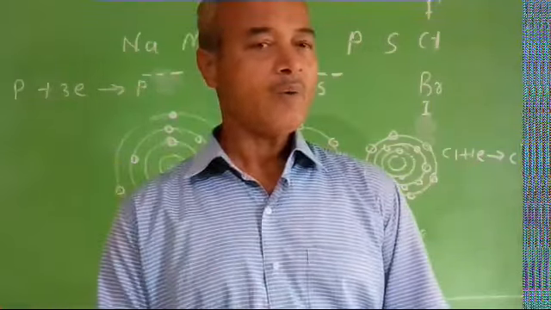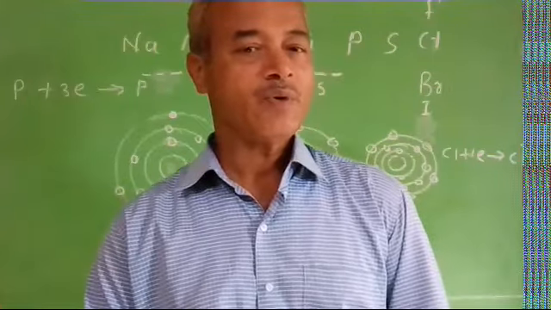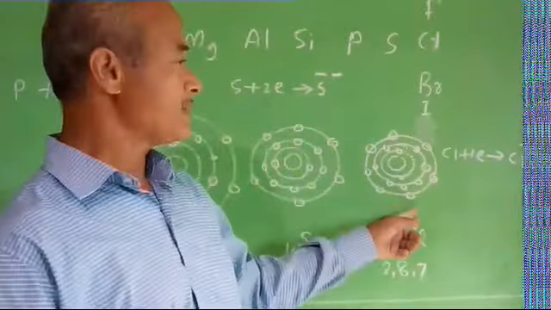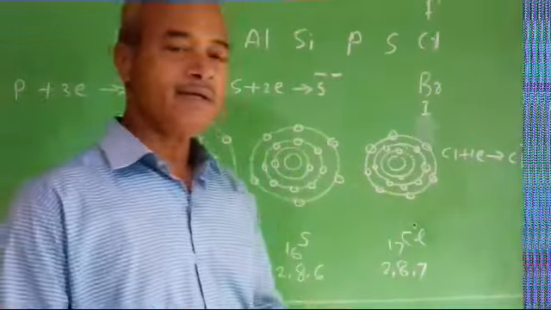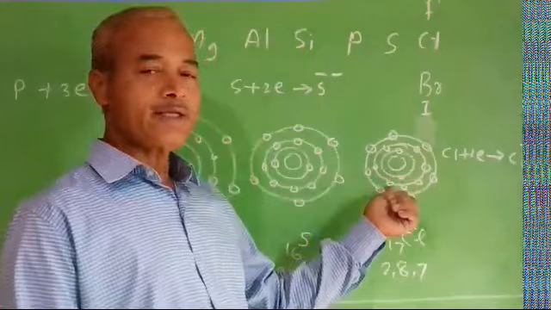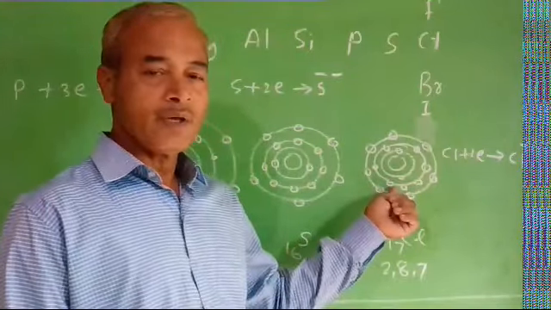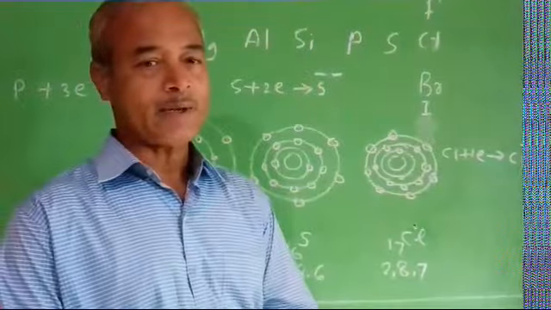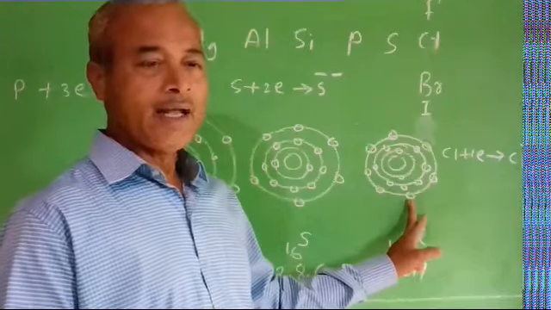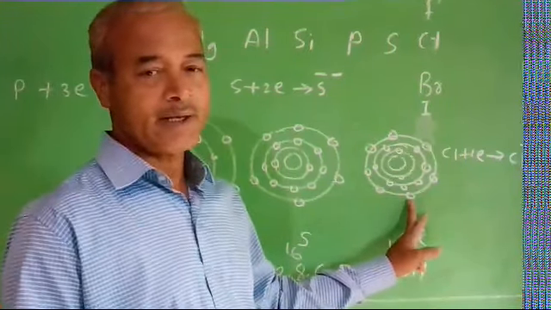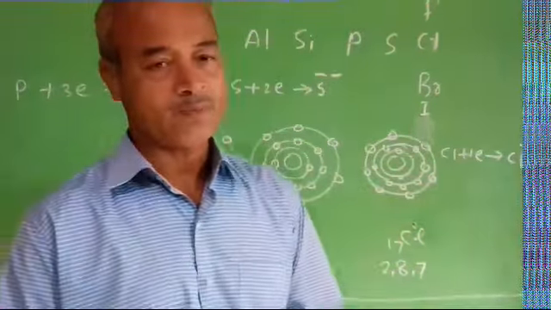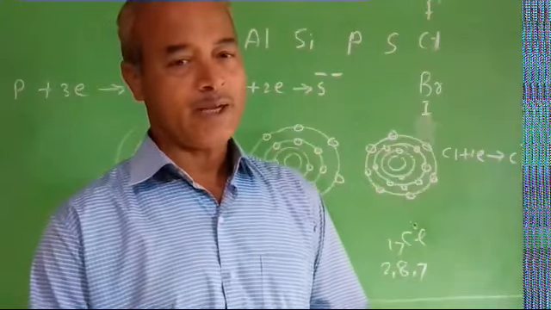Let us see how this electronegativity changes from left to right. In these examples, phosphorus needs 3 electrons, sulfur needs 2 electrons, fluorine needs 1 electron. Now the ease of accepting electrons, if we compare, chlorine needs only 1 electron. It accepts electrons most easily. So chlorine is the most electronegative, most non-metallic.